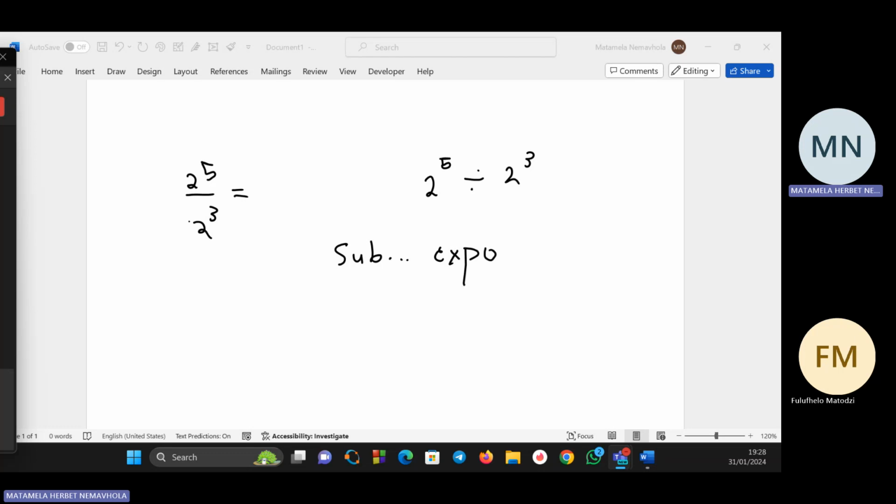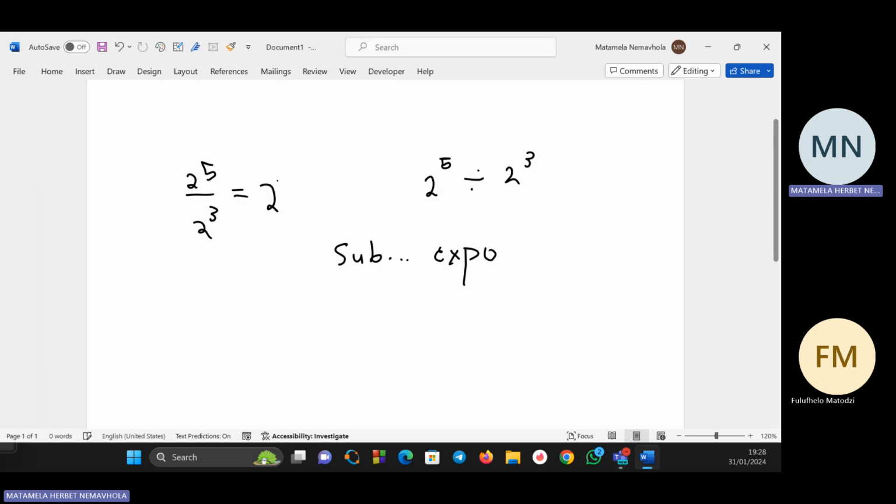So when we subtract the exponents, you're going to take 2, then you're going to say 5 minus 3. You start with the one on the numerator. Remember, when you are dividing, the first one is the numerator and the other is the denominator. Because the bases are the same, you're going to keep the base and you're going to write 5 minus 3.